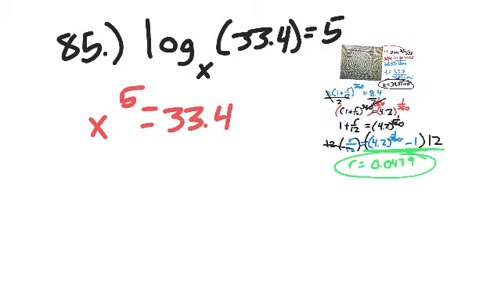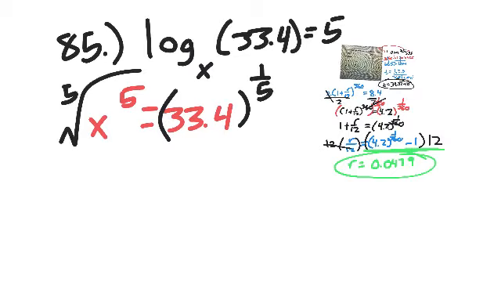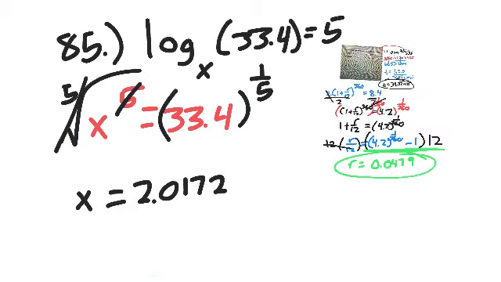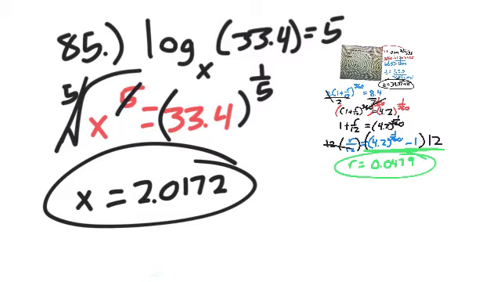Now to undo raising something to the fifth power, we're going to take a fifth root. So again, I can just think about raising it to the 1/5 power. It does the same thing. So the fifth root and fifth power cancel. And then I've got 33.4 raised to the 1/5. And if I do that, I should get 2.0172. And that would be my answer there, rounding to 4 decimal places.